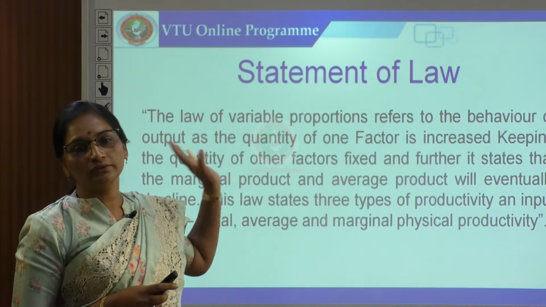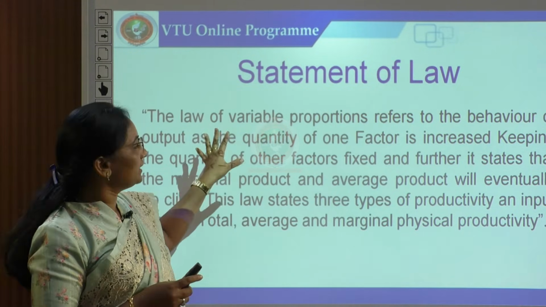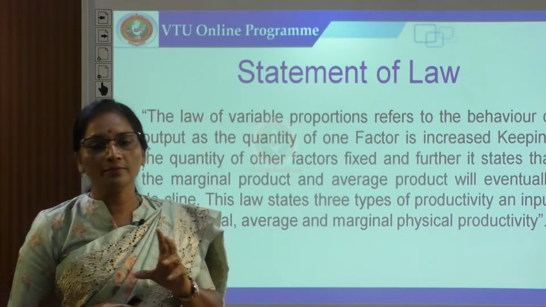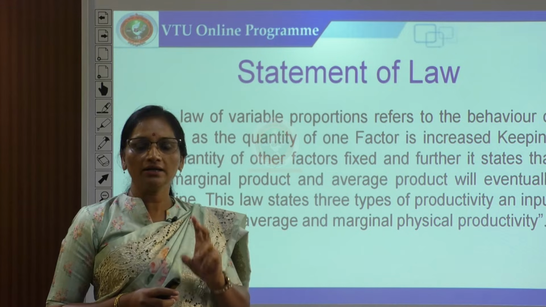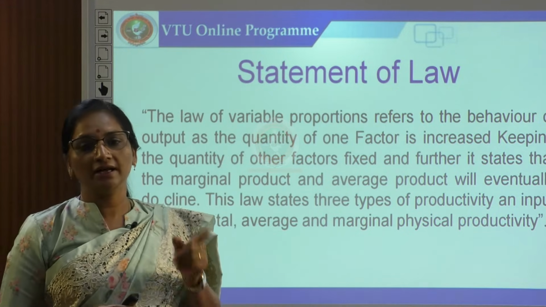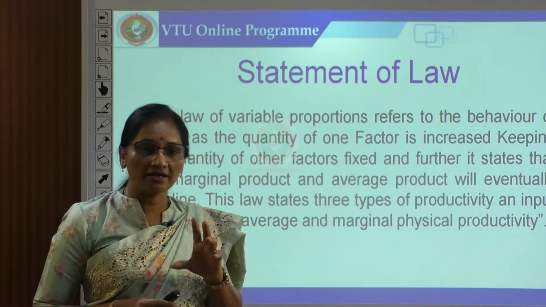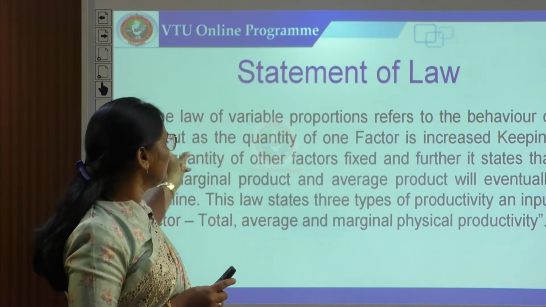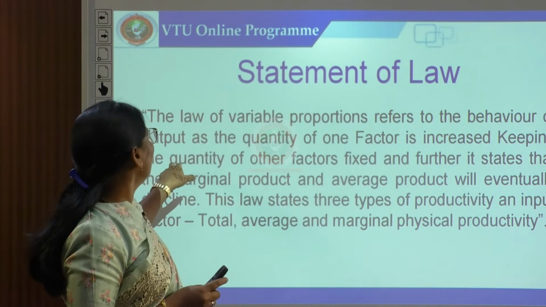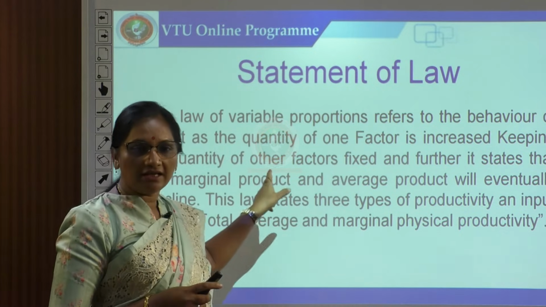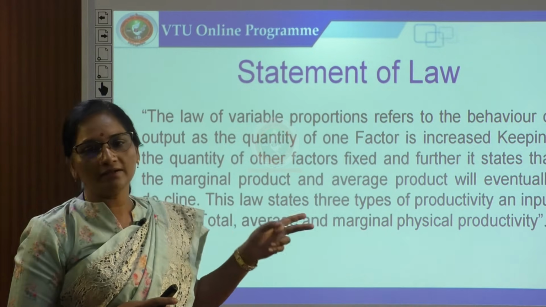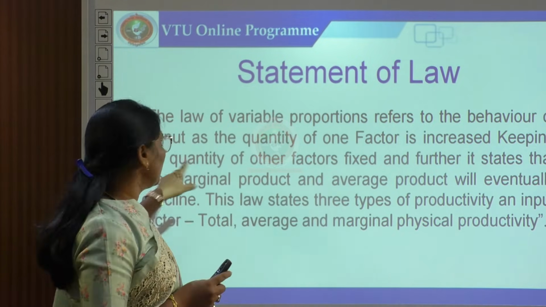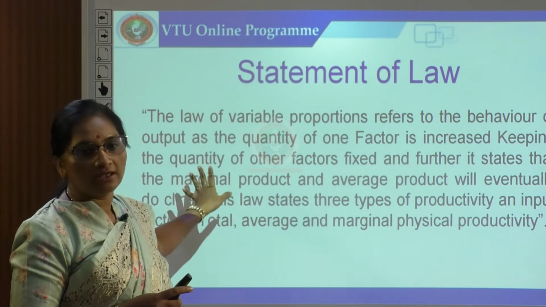See, according to this statement, what can we understand? First, there are two factors here, two inputs, one is capital and the other is labor, but one is the fixed factor and the other is the variable factor. The fixed factor will be constant and the variable factor is only increasing. When it is increasing, what does the law state? Initially the output will be increasing in trend, later the marginal product starts declining, and later the average product starts declining eventually. This is what the law states.